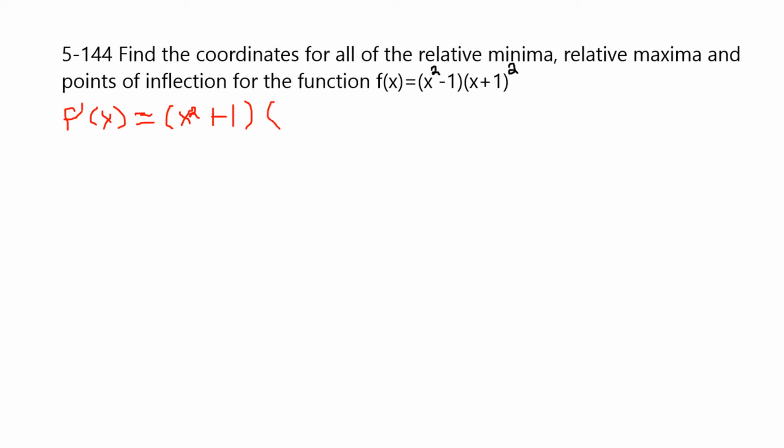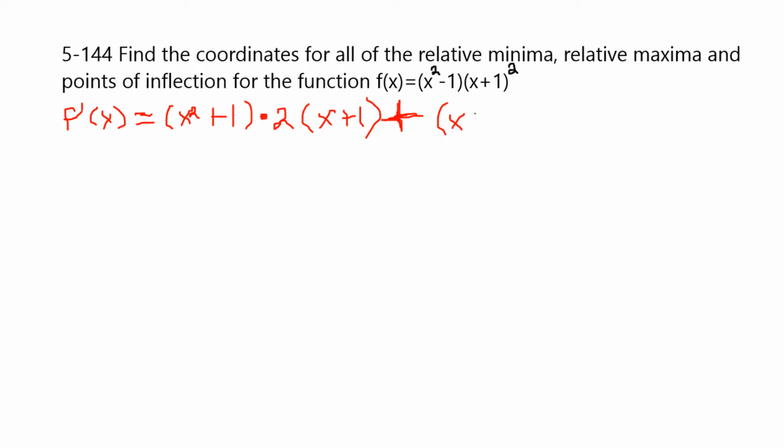So f prime of x, we're going to use the product rule. So we get the first, x squared minus 1, times the derivative of the second. So we're going to do 2 times x plus 1, and then we do 2 minus 1, so it's to the 1 power.